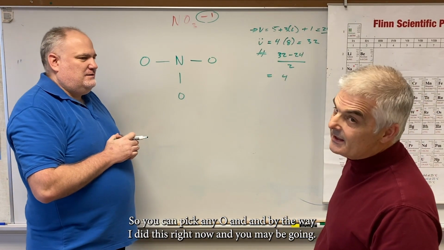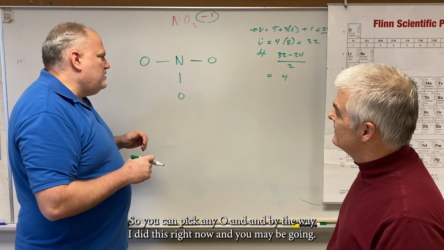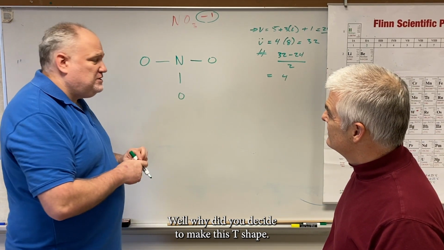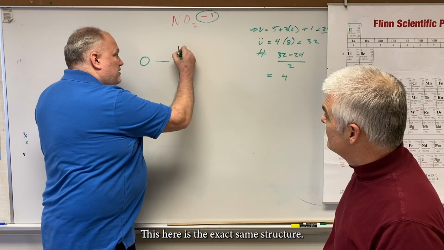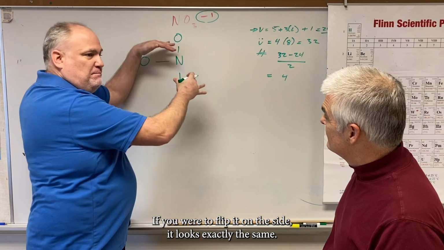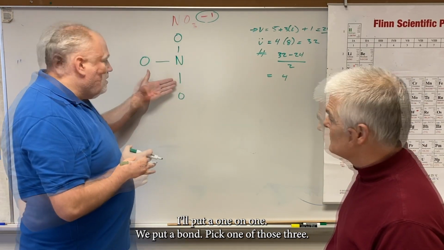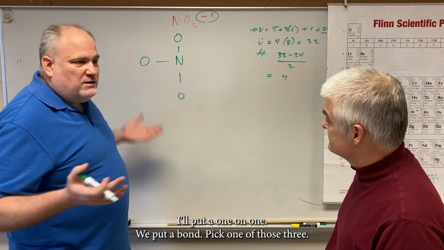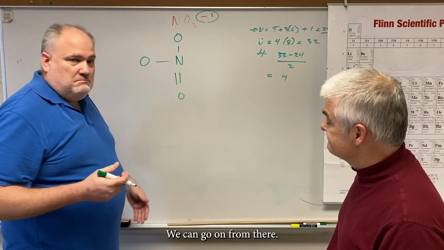So you can pick any O. And by the way, you may be going, well, why did you decide to make this T-shape? It doesn't matter. I'm going to do this right now. Wait for it. This here is the exact same structure. If you were to flip it on its side, it looks exactly the same. It doesn't matter how you set them up. Just put a bond on one of them randomly. Pick one of those 3, they're all identical. They're all the same. So let's just say I decided I go here, we can go on from there.